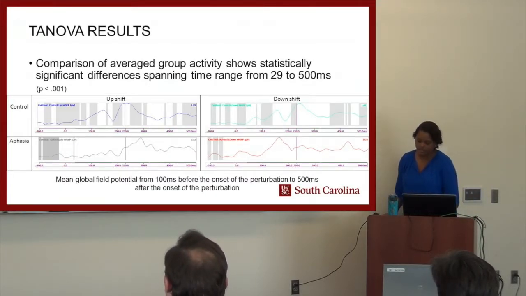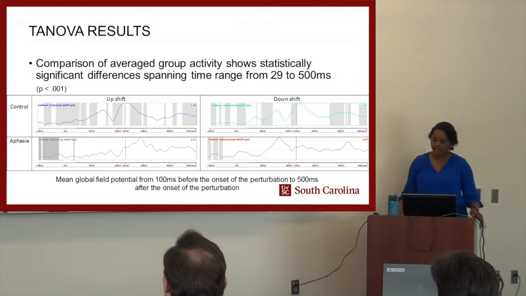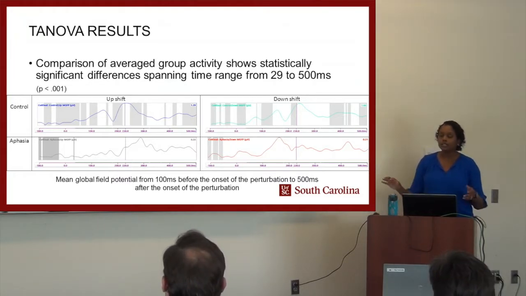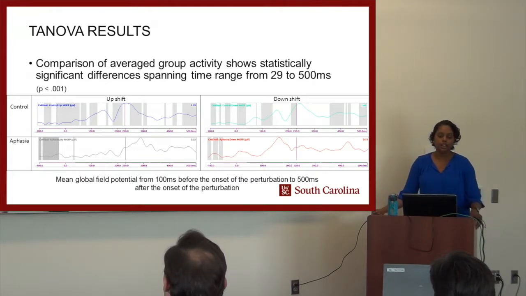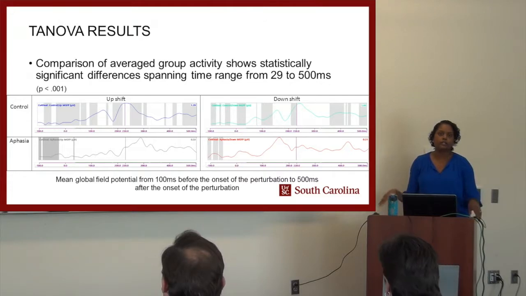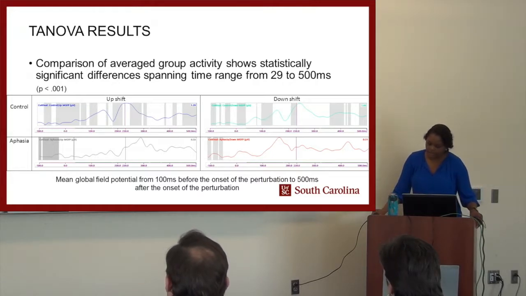And these are the results for the topographical analysis. So again, at each time point, we were comparing average topographic maps across groups to determine whether the topography of those maps were significantly different. And we found that there were significant differences essentially across the whole time range, so from 29 to 500 milliseconds.